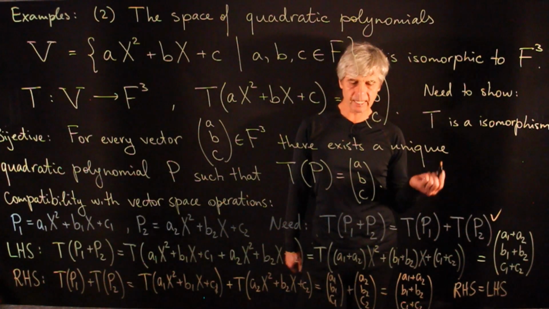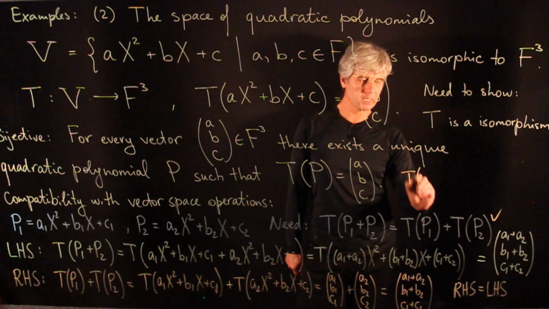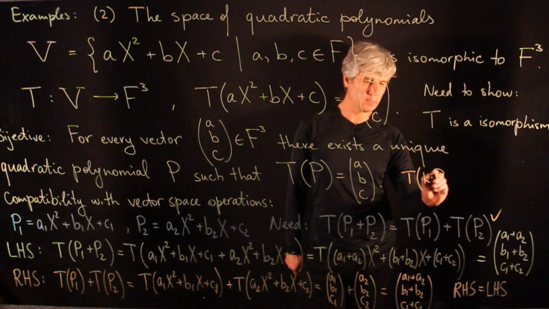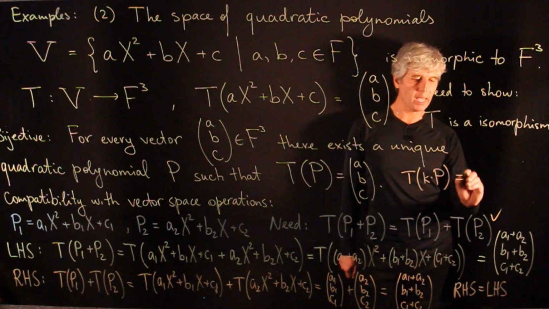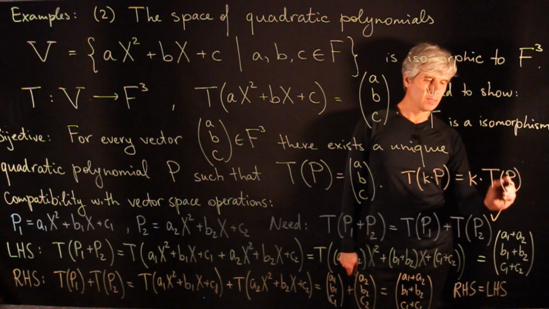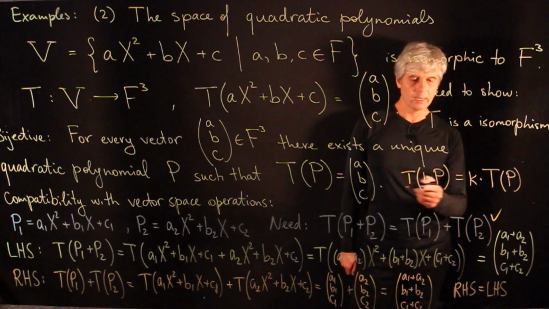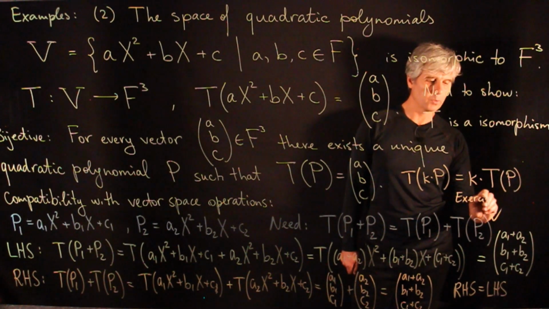And then there is the second property that I will leave as an exercise. We need to show that T of k times p, if we multiply a polynomial by the scalar, is the same as multiplying T of p by the same scalar. And so this I leave as an exercise for you.